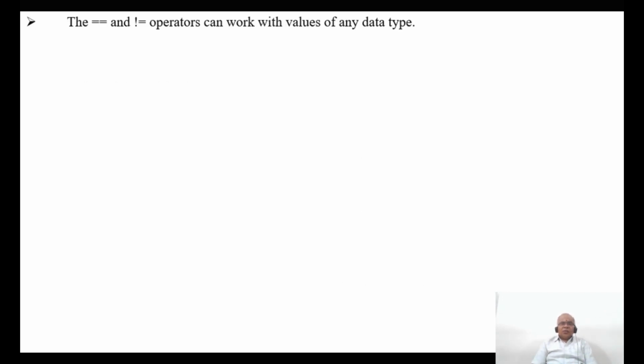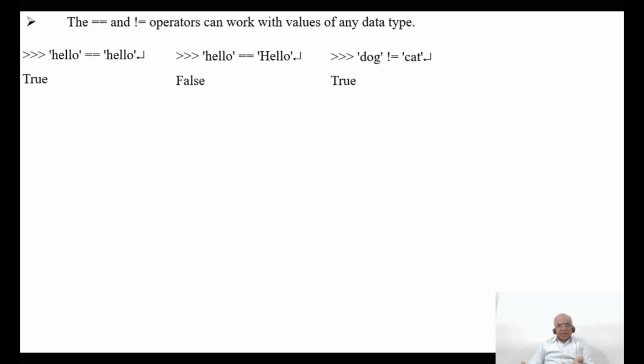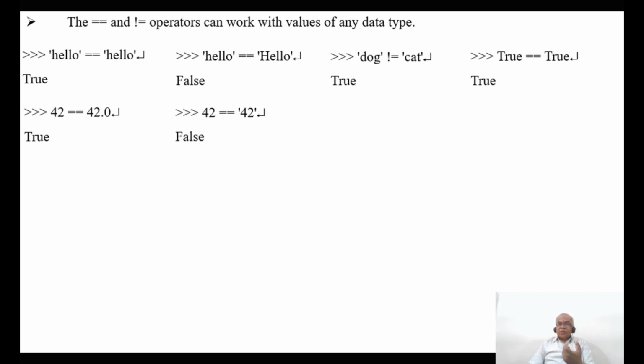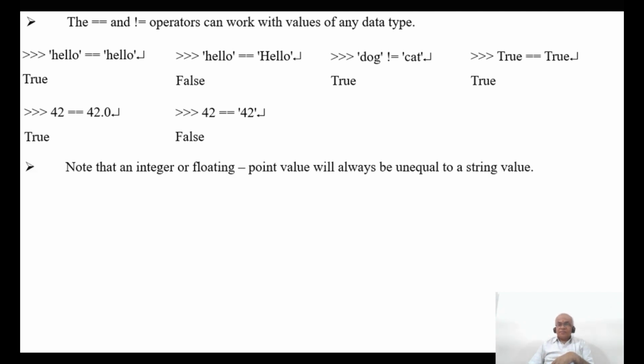Similarly, the equal to and not equal to operators can work with values of any data type. So what does it mean? 'hello' equal to 'hello', those are strings. Then 'hello' equal to 'Hello' with a capital H is false, because it compares the ASCII value of each individual character and then evaluates. 'dog' not equal to 'cat', yes, the condition is true. True equal to True, the condition is true. 42 equal to 42.0, which again is true. 42 equal to the string '42' becomes false.